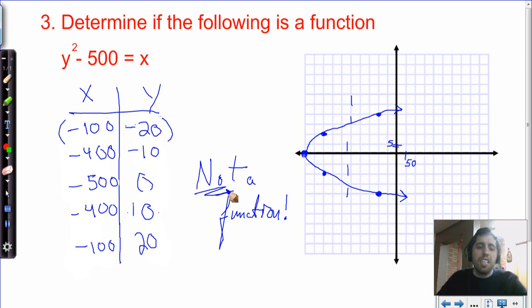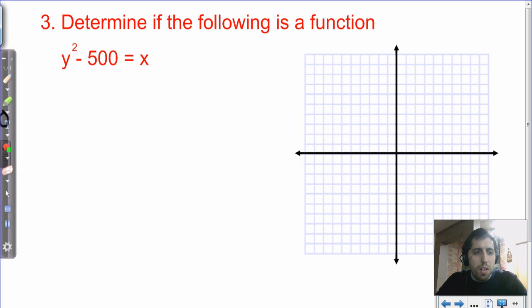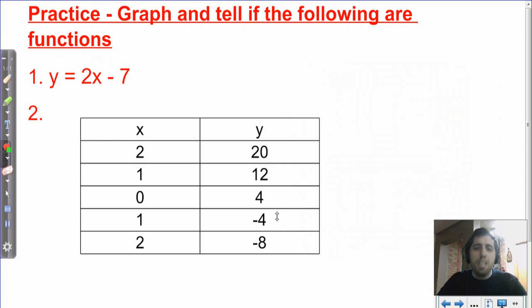Now I'm going to finally let you get loose on some of your own. So here we go. Let's check out what I got in store for you. I want you to graph these both, and you should probably use graph paper, and tell if they're functions. Use XY charts for the first, and the second one it's already given to you. So first graph it, then tell me if it's a function.